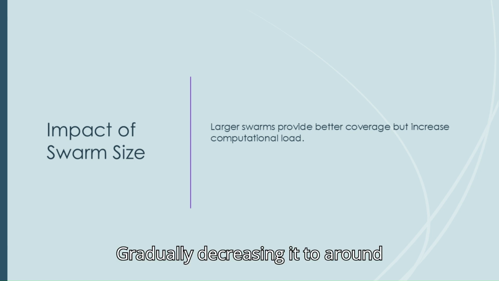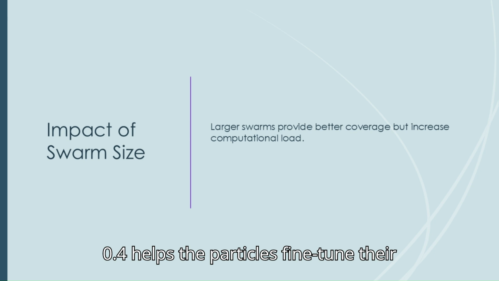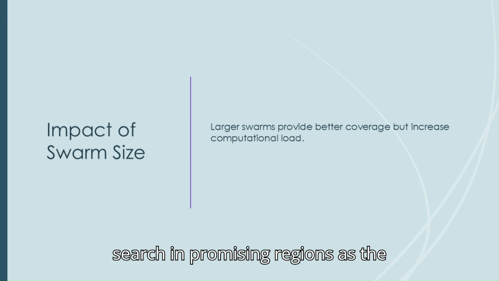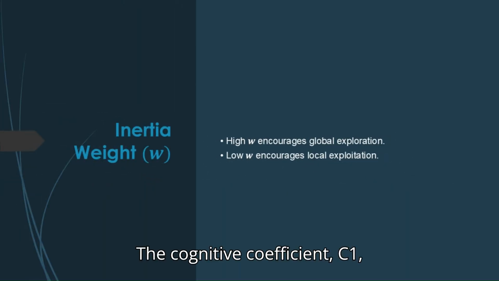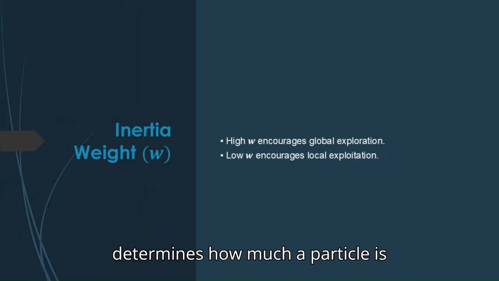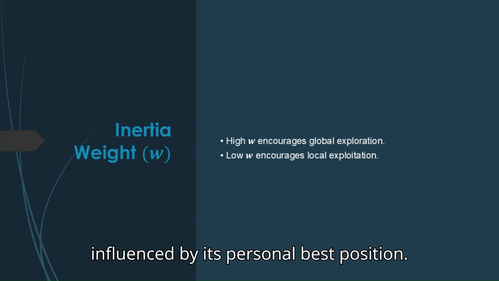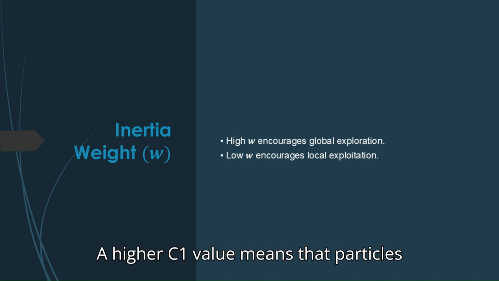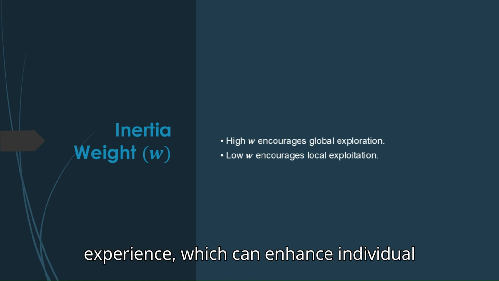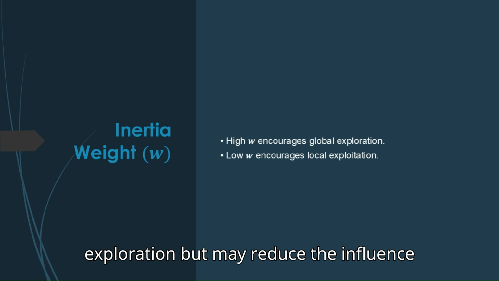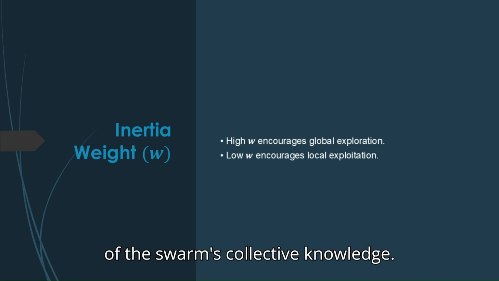Gradually decreasing it to around 0.4 helps the particles fine-tune their search in promising regions as the algorithm progresses. The cognitive coefficient, C1, determines how much a particle is influenced by its personal best position. A higher C1 value means that particles will place more emphasis on their own experience, which can enhance individual exploration but may reduce the influence of the swarm's collective knowledge.